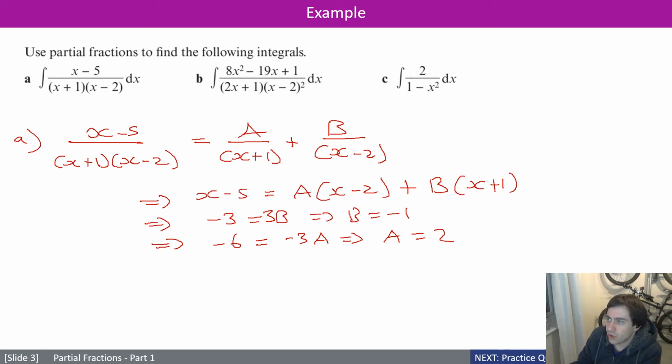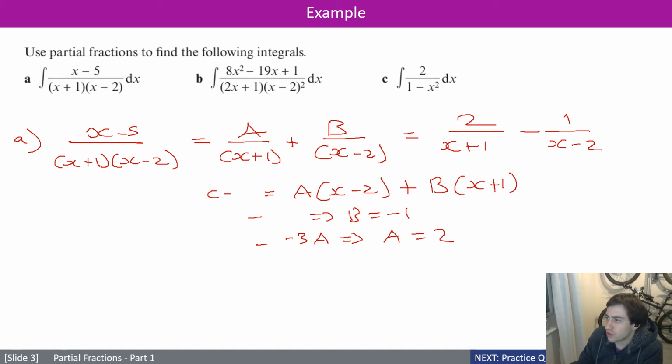Okay, so we've got it. This is the same as 2 all over x plus 1, and then change that to -1 all over x minus 2. Just double check that. Yeah, so let's remove some working. So that's the first step. We've turned it into partial fractions.